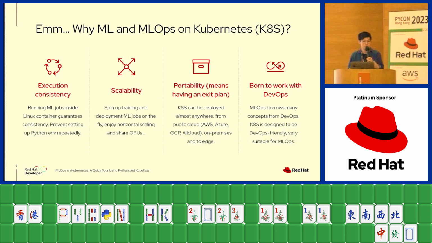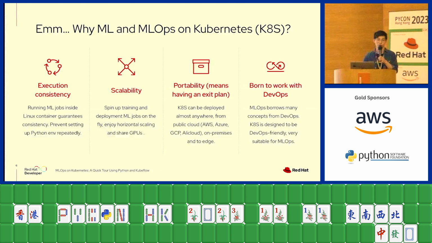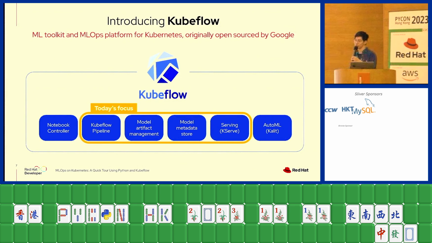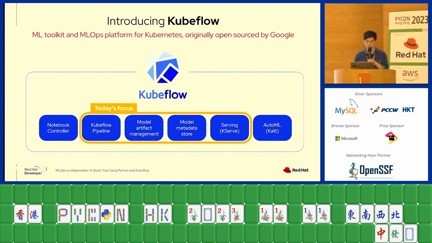Portability is especially useful for industries like government or FSI, because they want an exit plan. If someday they are not okay to use one platform, they want to migrate, and there's no vendor lock-in when you use Kubernetes, because you can just redeploy the whole Kubernetes on another platform. And then the operations and all the applications, machine learning models that run on top of the platform remain unchanged. And last, it's born to work with DevOps, so if your teams are already embracing DevOps, then it's a very good sign that Kubernetes together can help you to foster MLOps culture.